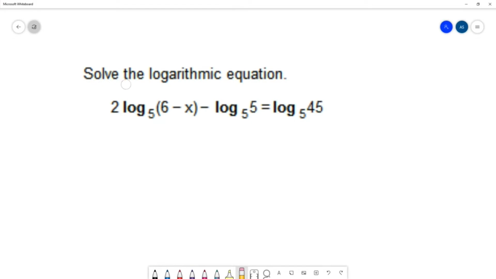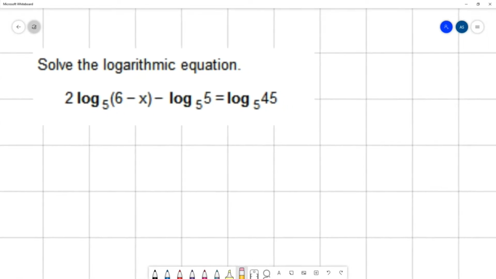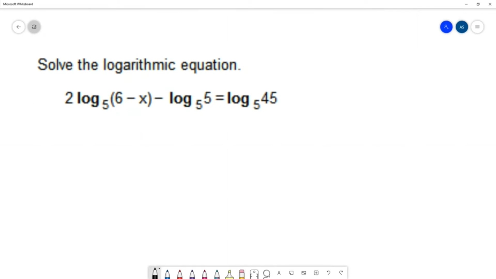On this example, we want to solve the logarithmic equation. 2 log base 5 of (6 minus x) minus log base 5 of 5 equals log base 5 of 45. So to solve this log equation, there are two main methods that I typically look for. And the two methods are to convert to an exponential, or to use what's called the property of equality.